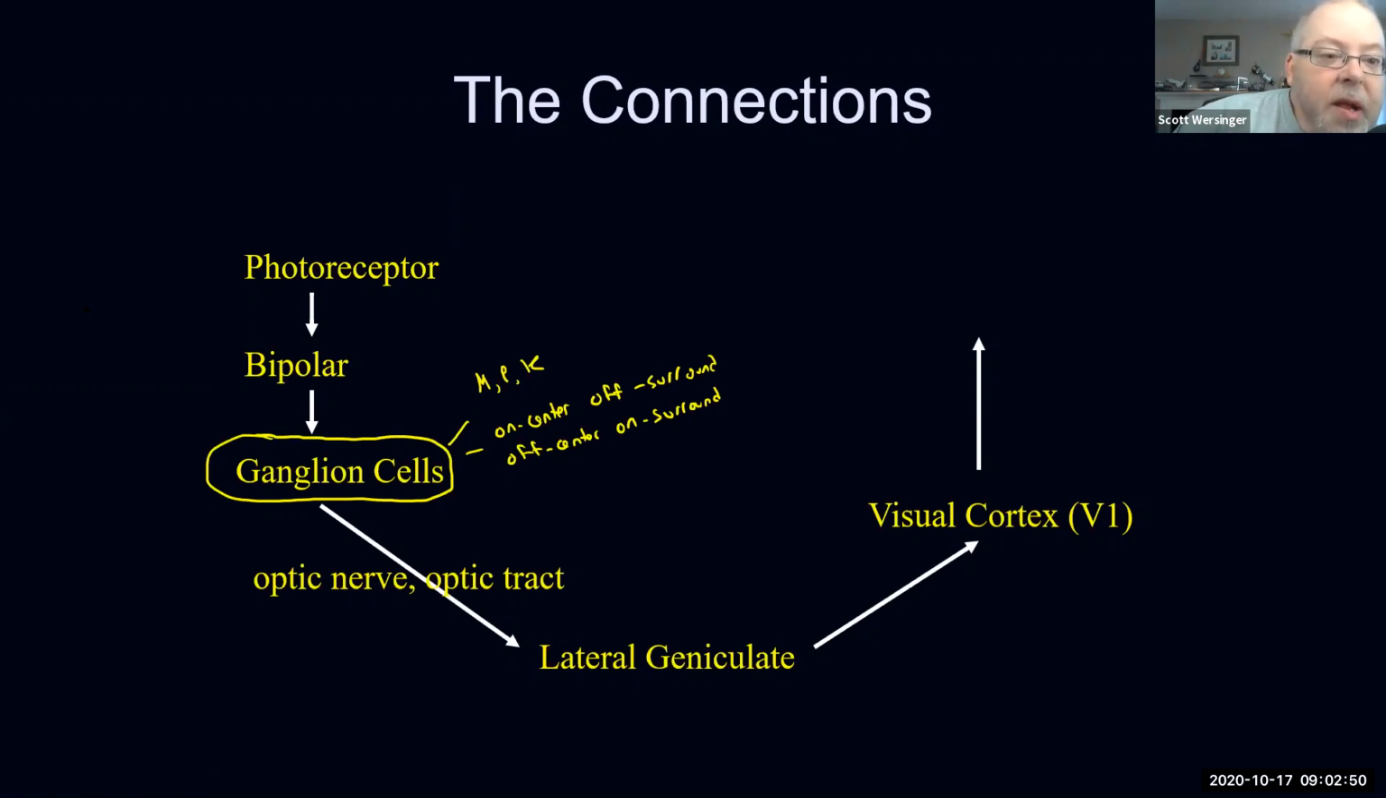I haven't written here amacrine or horizontal cells. Those I want you to know exist. I want you to know that they help with some processing. Horizontal, I do want you to know, are helpful for lateral inhibition. Okay, but that's really all you need to know about those cells.